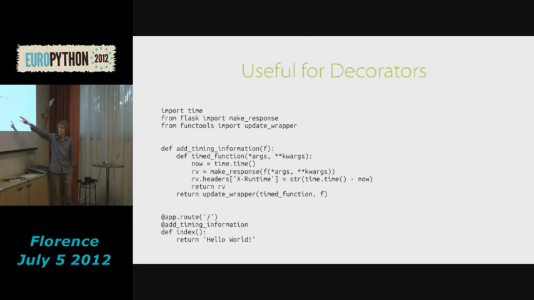And then we do the update wrapper thing to make the function have the same name, the same doc string, and so on. So if you now do add timing information on any of the functions, it takes a return value and puts a new attribute or a new header on the response object. This is also how you could customize the make response.